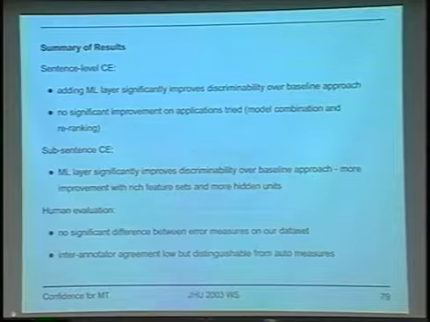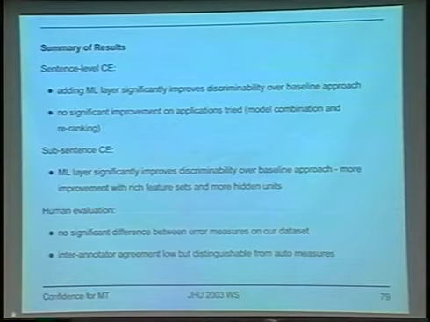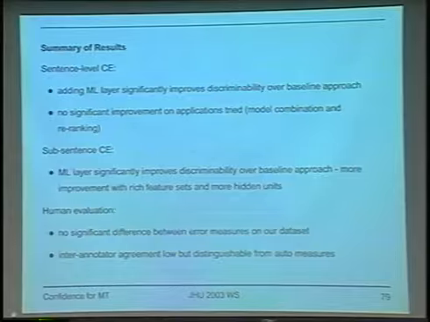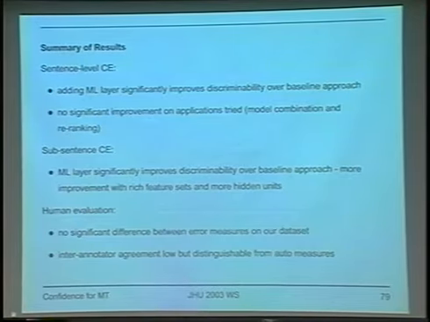In our human trials, as Alex just mentioned, we didn't really find any significant difference between all the measures that we tried at the sentence level. And we used 2 that happened to be higher, but we wouldn't want to argue that they're really significantly better. And we also found that at the sentence level, the inter-annotator agreement is very low, but it's distinguishable from the other measures.